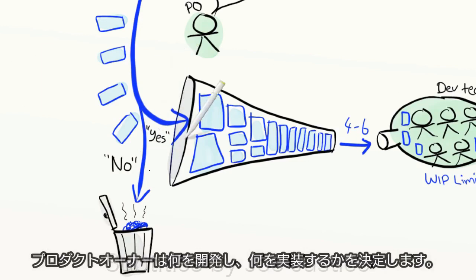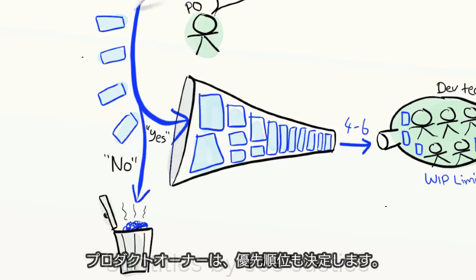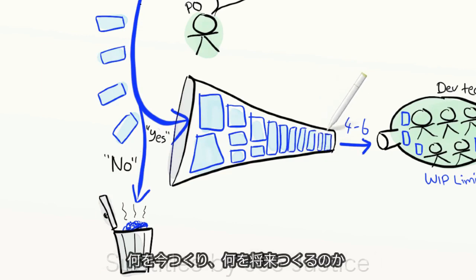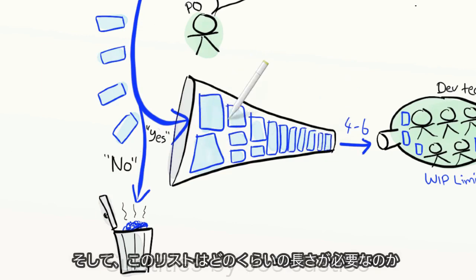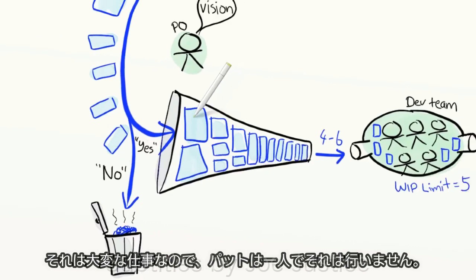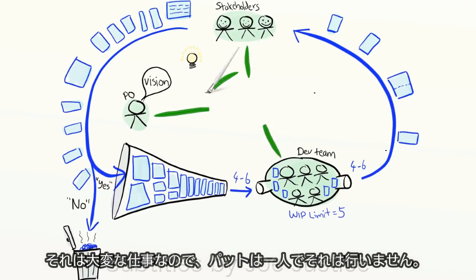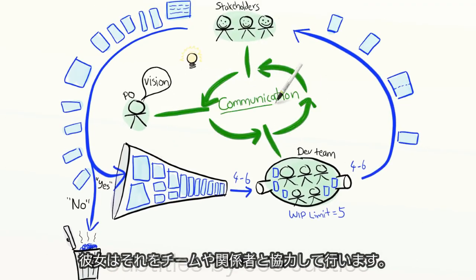The product owner decides what goes in and what goes out. The product owner also decides the sequencing. What do we build now? What do we build later? And how long does this list actually need to be? That is a hard job, so Pat doesn't do it alone. She does it in collaboration with the team and the stakeholders.